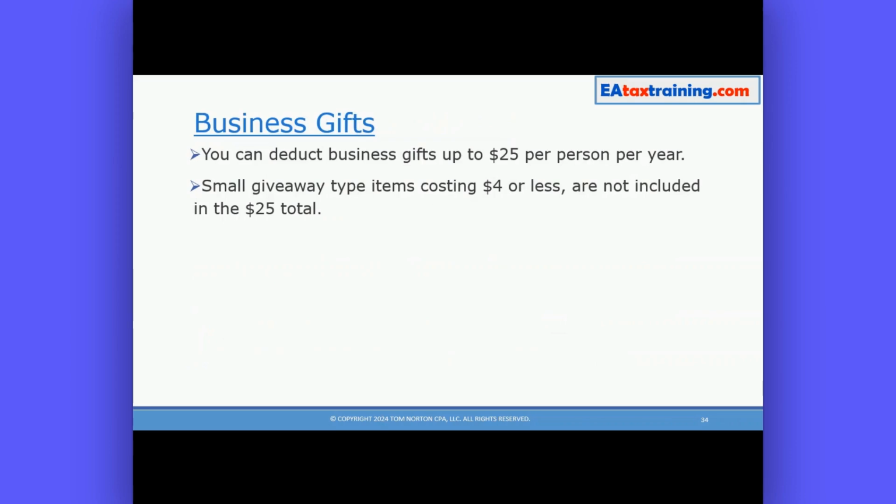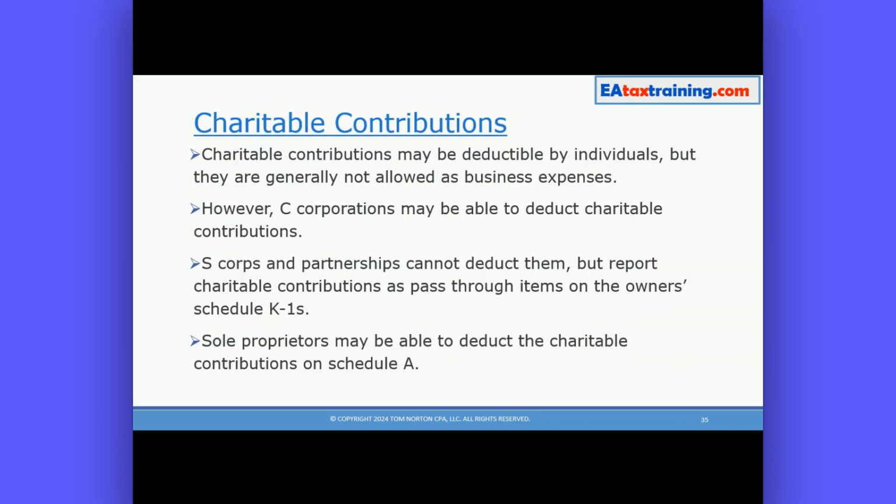Business gifts, you can deduct business gifts up to $25 per person per year. And I know a lot of people think that that's not very much, and you might be right, but that is the amount. It's $25 per person per year. That is tax deductible for business gifts. Small giveaway type items that cost $4 or less are not included in that total. So if you've got pens or something with your company name on them that you are giving away, then you wouldn't have to include that in the $25 total.